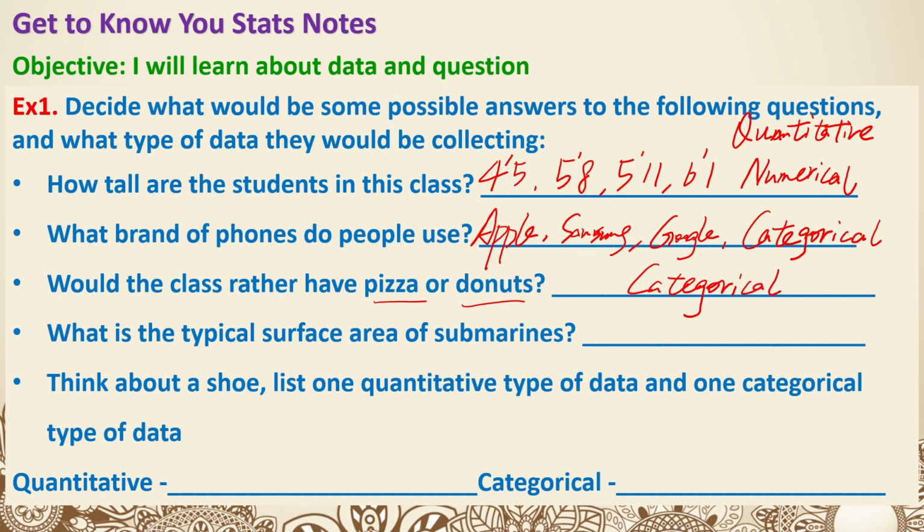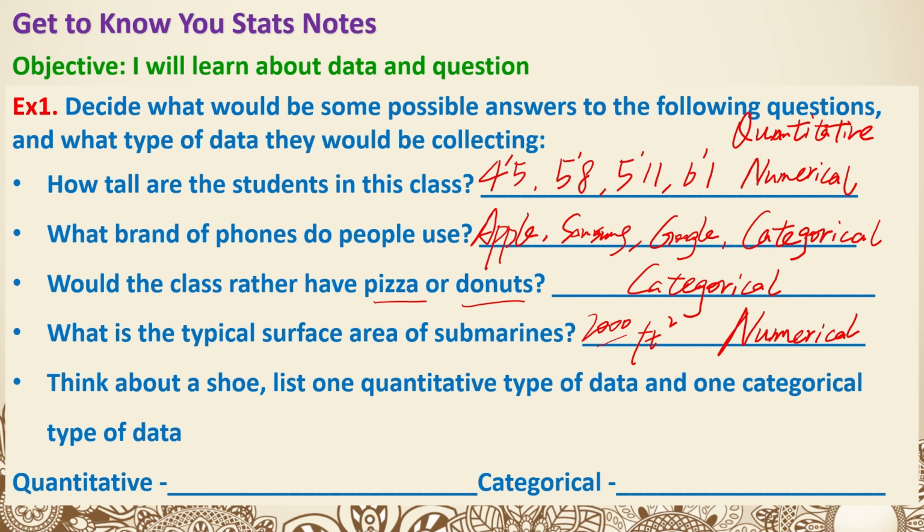Okay, what is the typical surface area of a submarine? Well, whatever that is, we actually don't know. But let's say it's going to be 2,000 square feet. I don't know, I'm just making things up. It's probably going to be more than that. But no matter what, you're going to have a number of square feet. So that is going to be numerical.